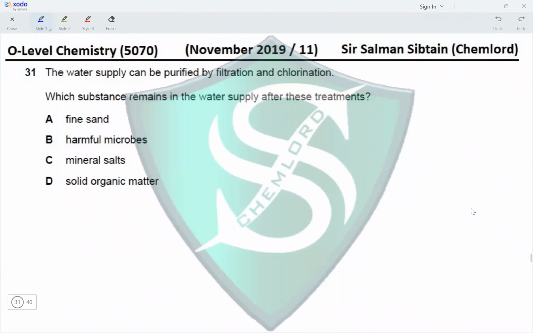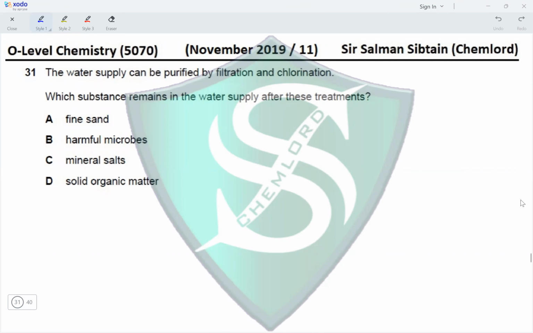Hi guys, this is O-Level Chemistry, paper 11, November 2019, question 31. The water supply can be purified by filtration and chlorination. Which substance remains in water supply after these treatments?